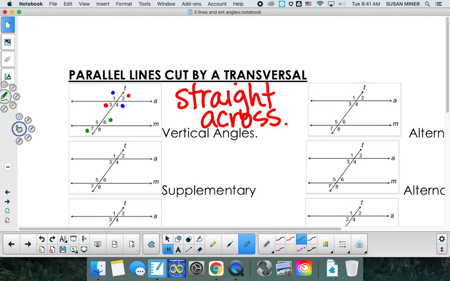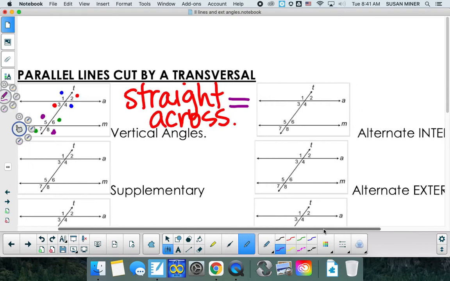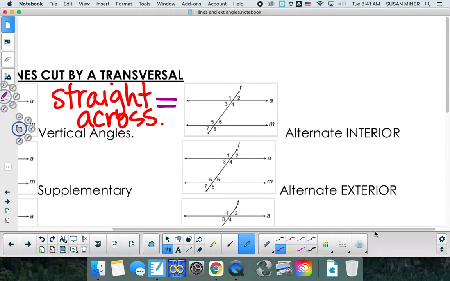6 and 7 would be a matching pair, right? And then 5 and 8 would be a matching pair. So those are kind of our matches of vertical angles. And remember, vertical angles are equal to each other. They're congruent. Okay. We're going to go across here to alternate interior.